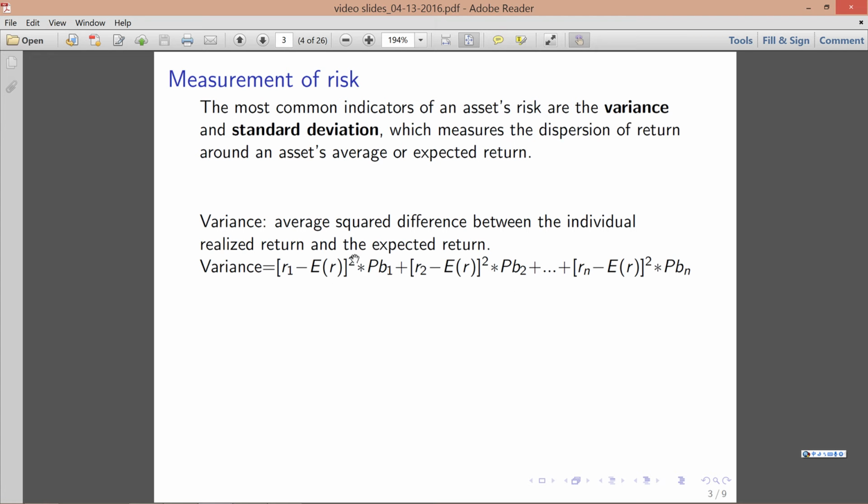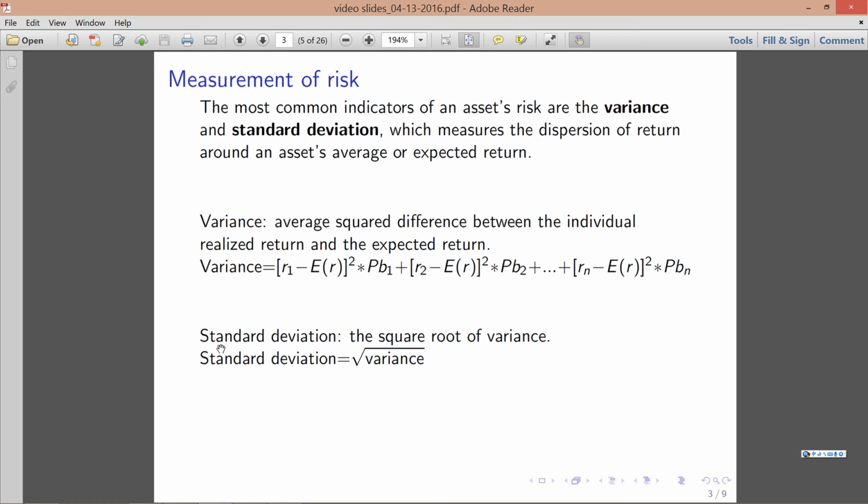The last thing is, why do we have the square here? It's because if we don't have the square, then the positive deviation and the negative deviation are going to cancel out each other. We don't want that. We want to capture the full magnitude of deviation. So that's why we take the square, and then all the deviations will be positive ones.